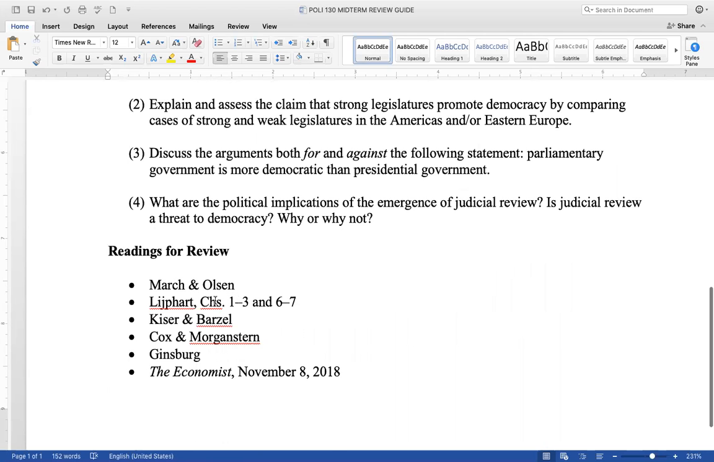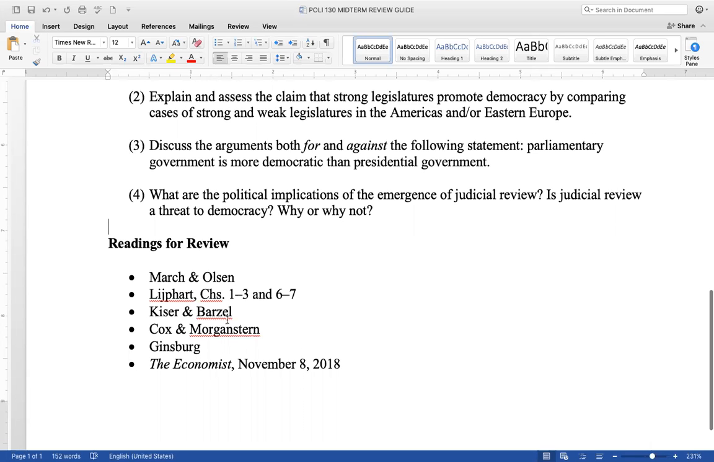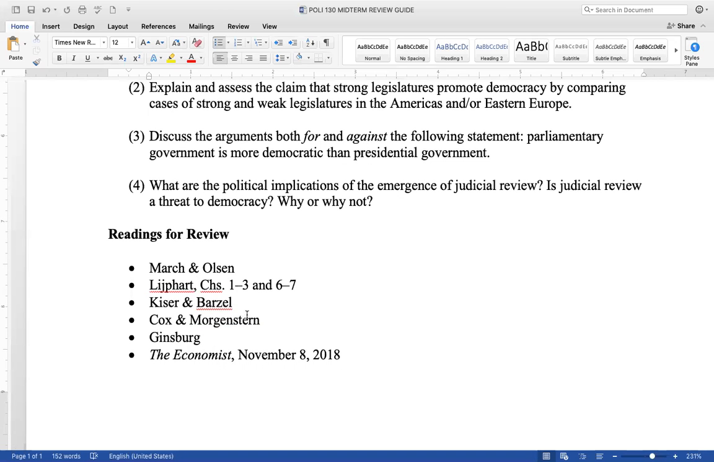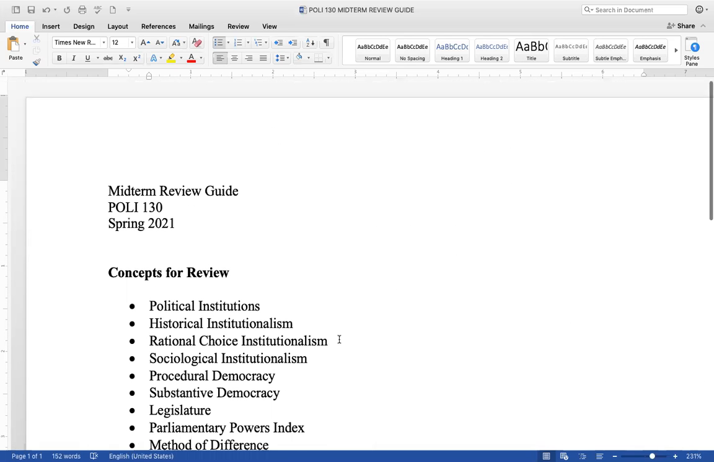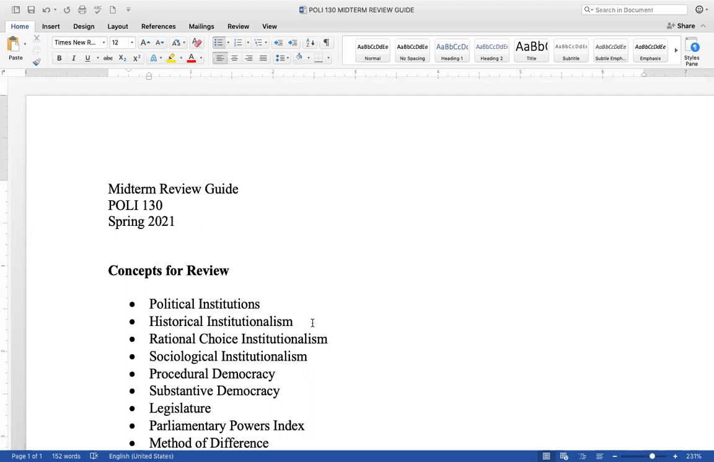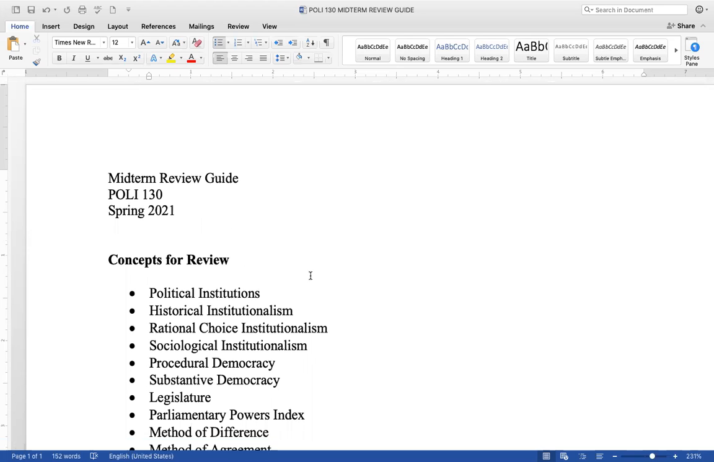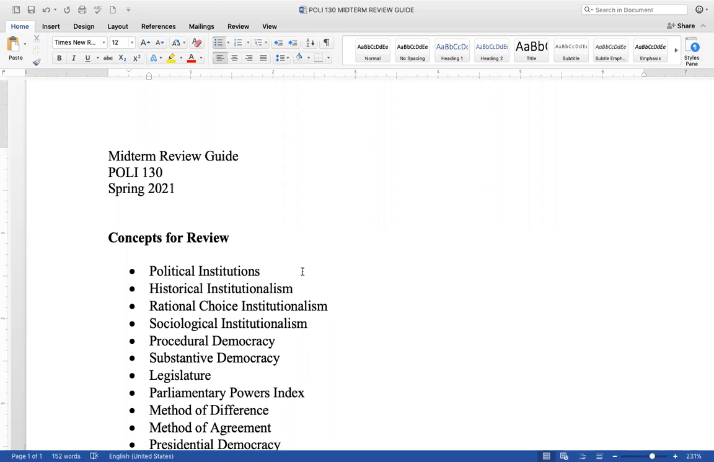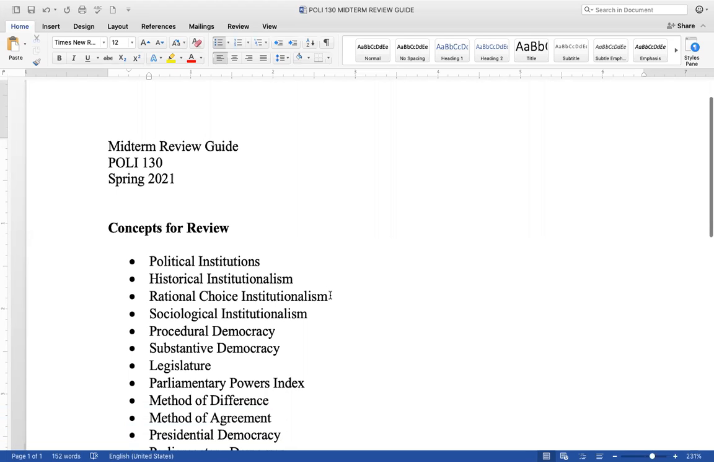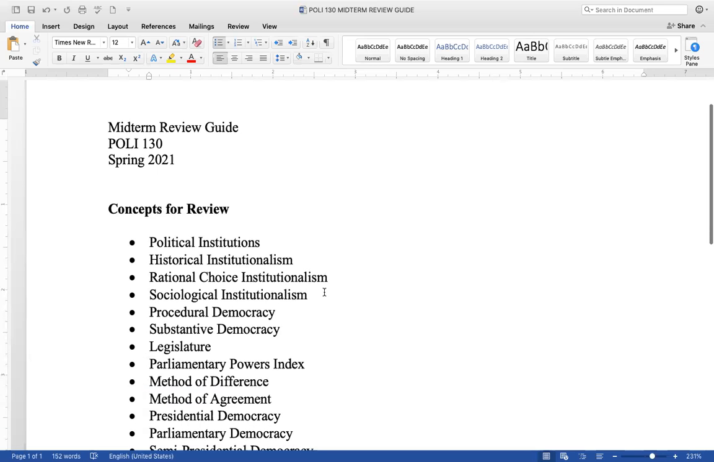And then I have a list of readings here: March and Olson, chapters 1 through 3 and 6 through 7 of the Leiphardt book, the Kaiser and Barzell article, the Cox and Morgenstern article, the Ginsburg chapter, and then the news article from The Economist on November 8th of 2018. This is the material that the midterm will be drawn from. The midterm will consist of multiple choice and short answers. Now, we have a short exam period. It's only 50 minutes, the duration of the class meeting. And so it has to be a short exam, and it will be a short exam.